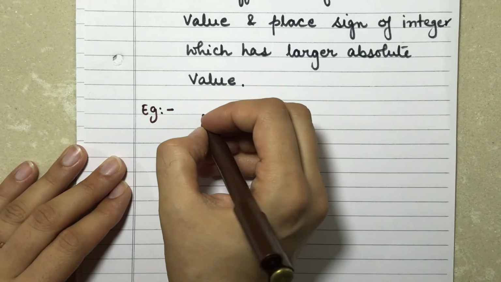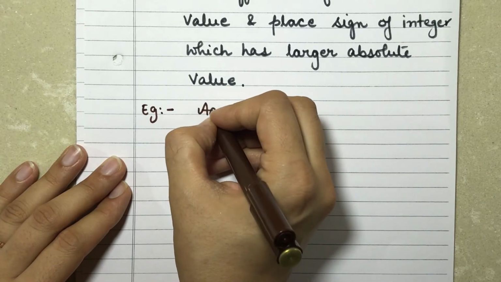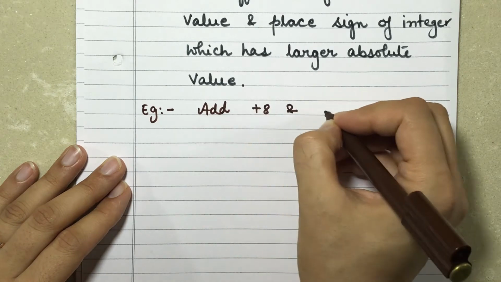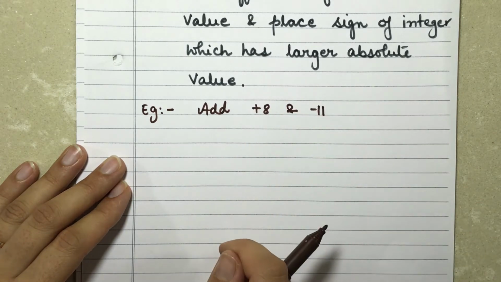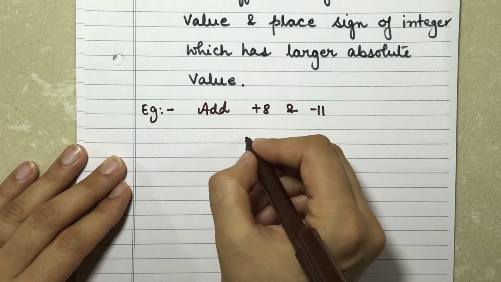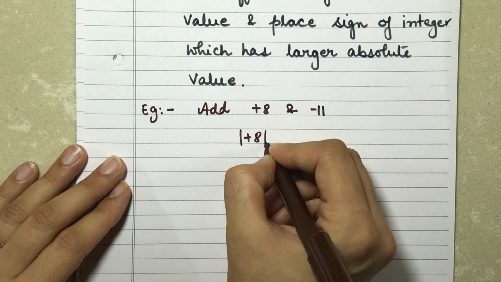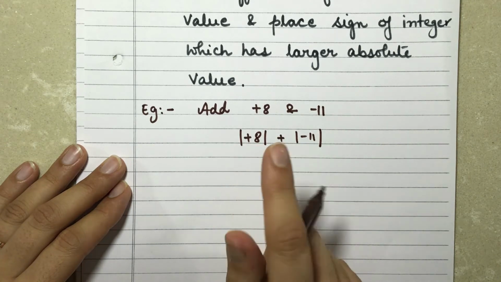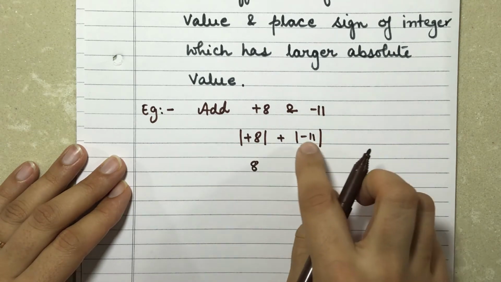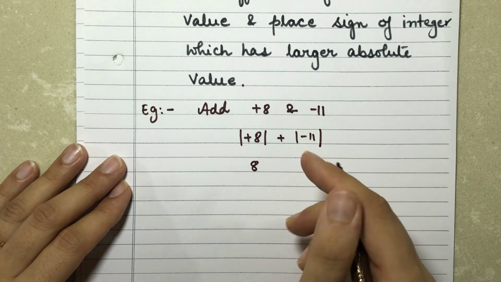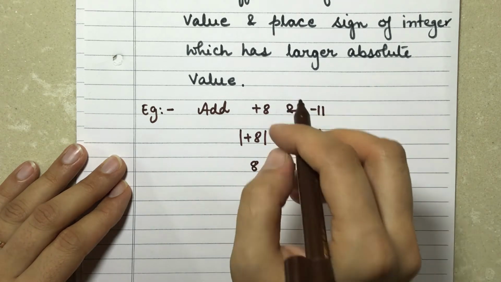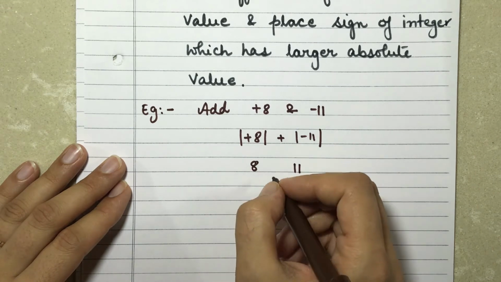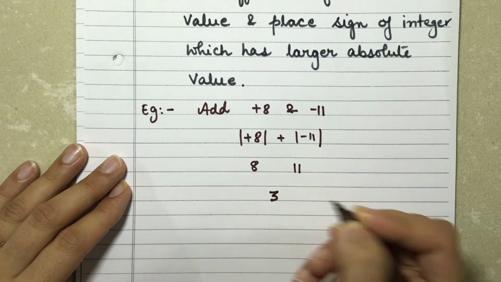So I have to add plus 8 and minus 11. Here, first I'm going to find my absolute values. The absolute value of 8 is 8 and the absolute value of minus 11 is 11. Now what am I supposed to do? I have to find the difference. So 11 minus 8 gives me the answer 3.